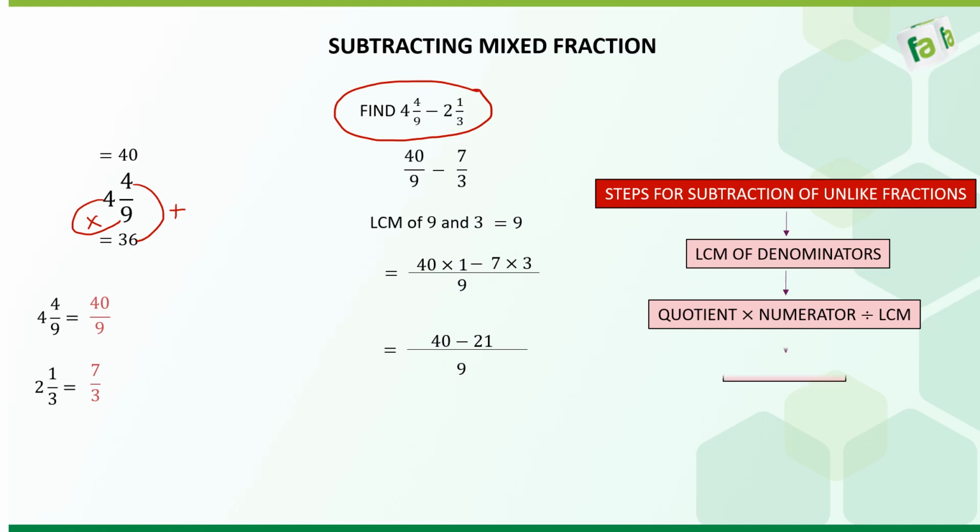Our next step is subtraction. So, by subtracting the equation, we will get 19 by 9, which can be changed back to a mixed fraction. So, our answer will be 2 and 1 by 9.